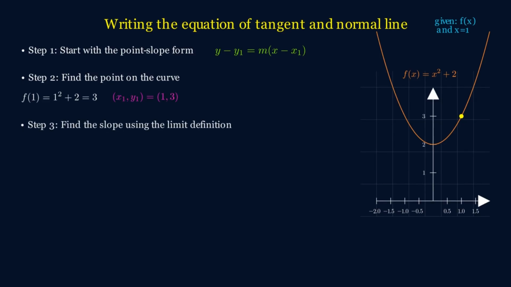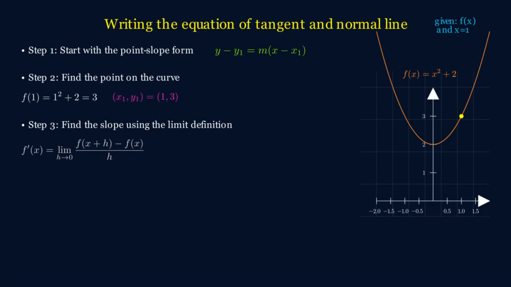Next, we find the slope using the limit. The slope of the tangent line at x1 is the derivative of the function at that point. In these examples, we're using the limit definition to find the derivative. Later on, when we learn derivative rules, we won't need to go through this whole process.